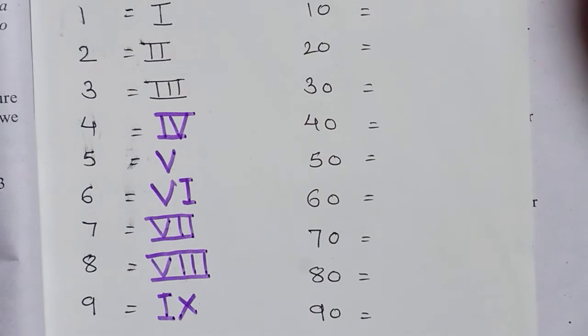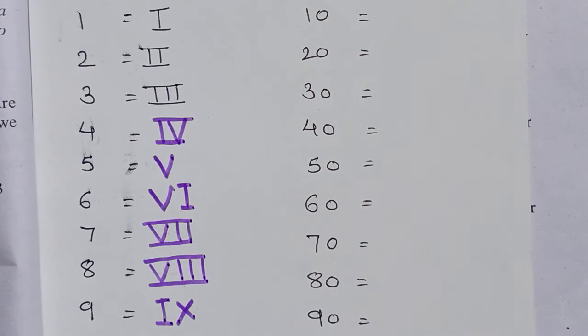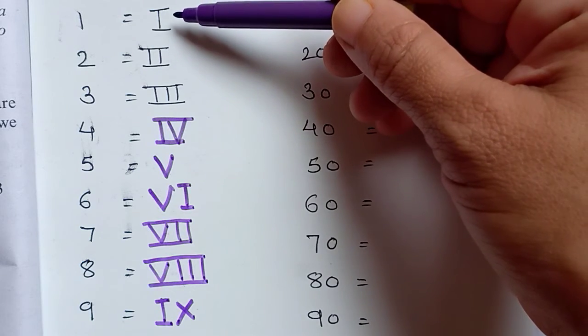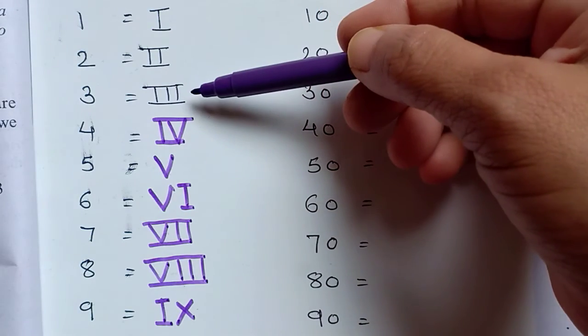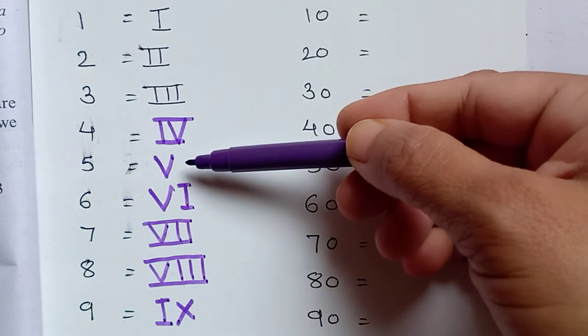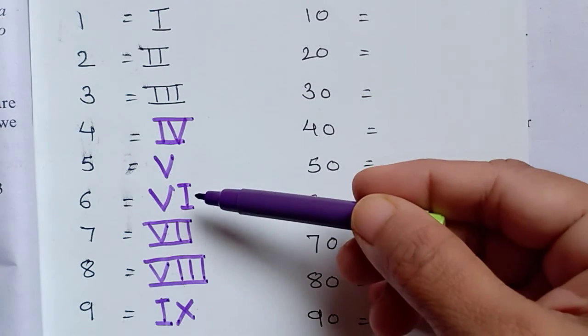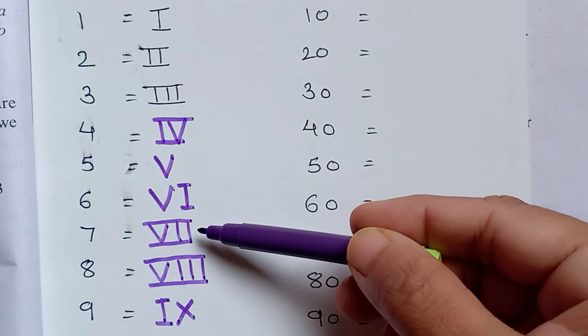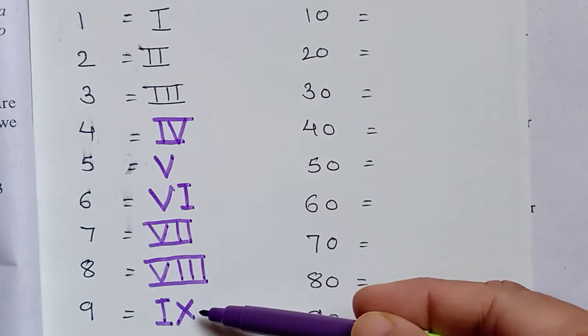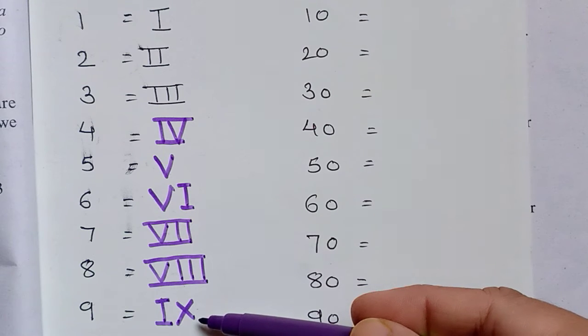So these are the basic numbers you remember. We are going to use these numbers to write the next numbers. So here it is 1 I, 2 double I, 3 triple I, 4 IV, 5 V, 6 VI, 7 V double I, 8 V triple I, and 9 it is IX.